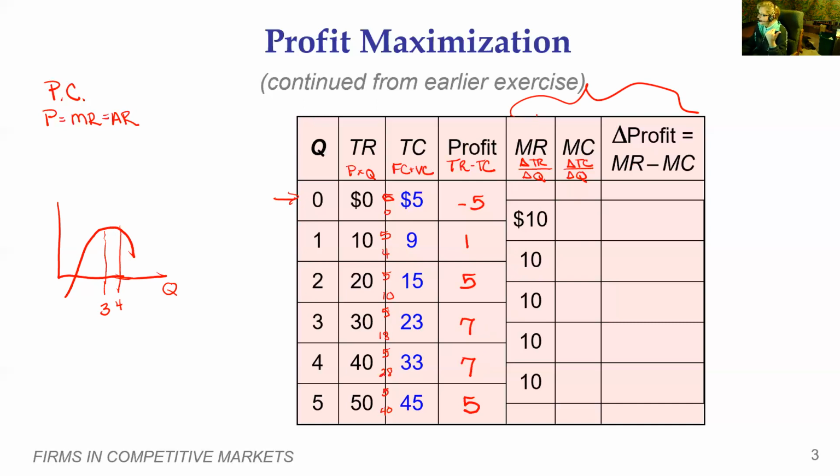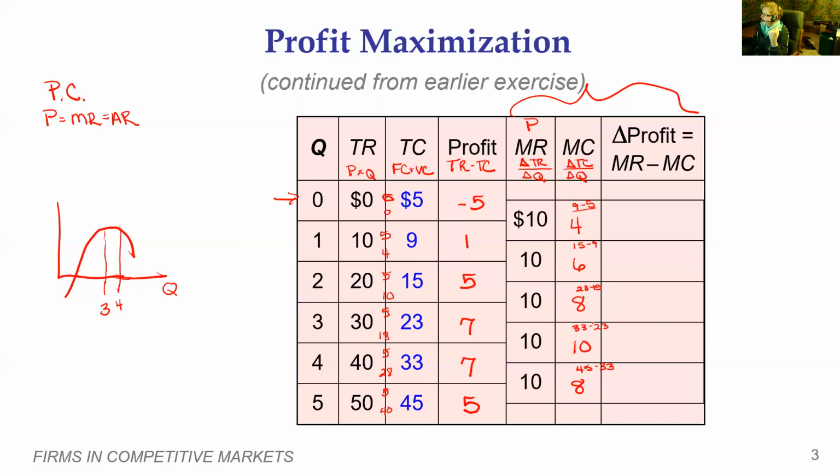So again, remember, price is the same as marginal revenue in a perfectly competitive market. Marginal cost is just our change in total cost divided by our change in quantity. So here we have 9 minus 5 divided by 1, so that's 4. We have 15 minus 9, which is 6. We have 23 minus 15, which is 8. We have 33 minus 23, which is 10. And here we have 45 minus 33, which is 12.